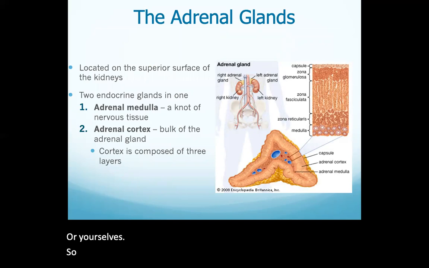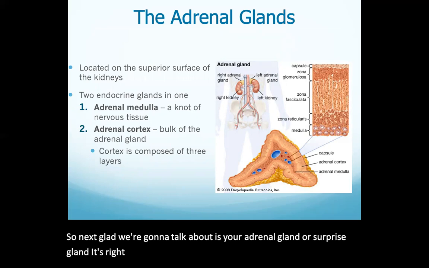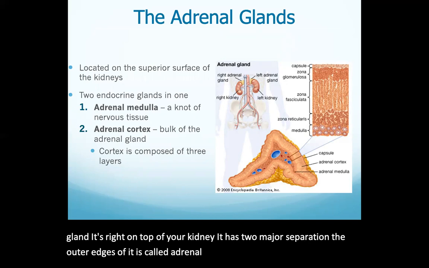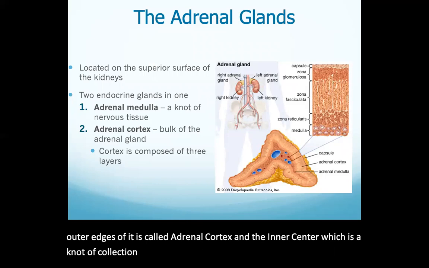Next gland we're going to talk about is your adrenal gland, or suprarenal gland. It sits right on top of your kidney. It has two major separations. The outer edge of it is called the adrenal cortex, and the inner center, which is a collection of nervous tissue, is called the adrenal medulla.